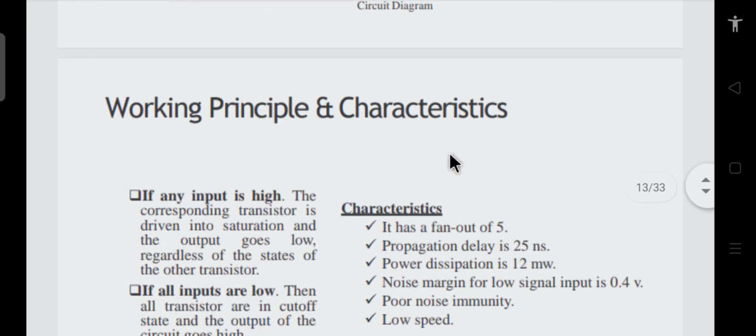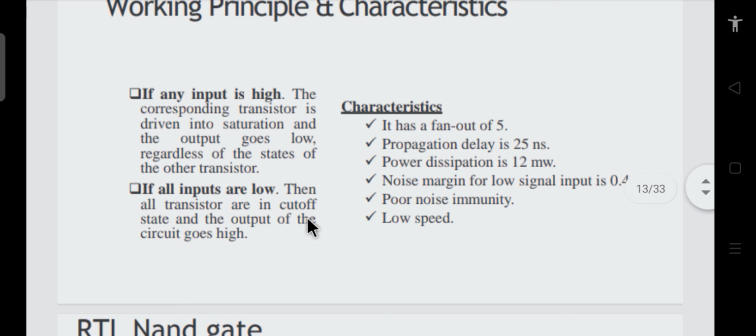Now the working principle we have already understood, and this logic family has a fan out, which you will find in its data sheet. The logic family has a fan out of 5. The propagation delay is approximately 25 nanoseconds. Power dissipation is 12 milliwatts. We have not derived these things; we do not derive them. They are decided during the design itself.